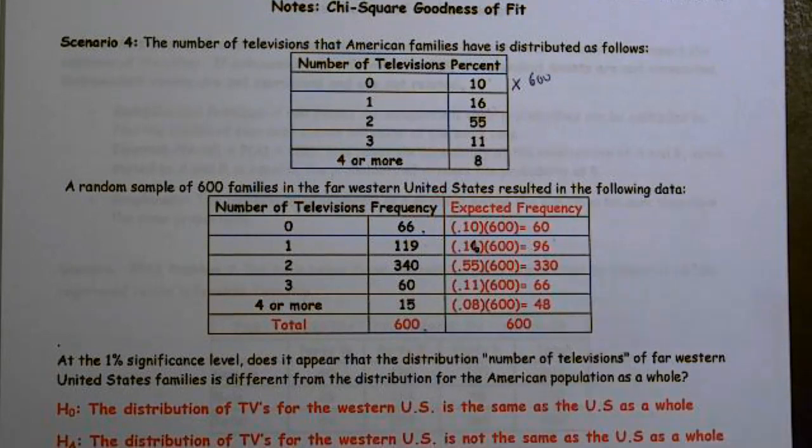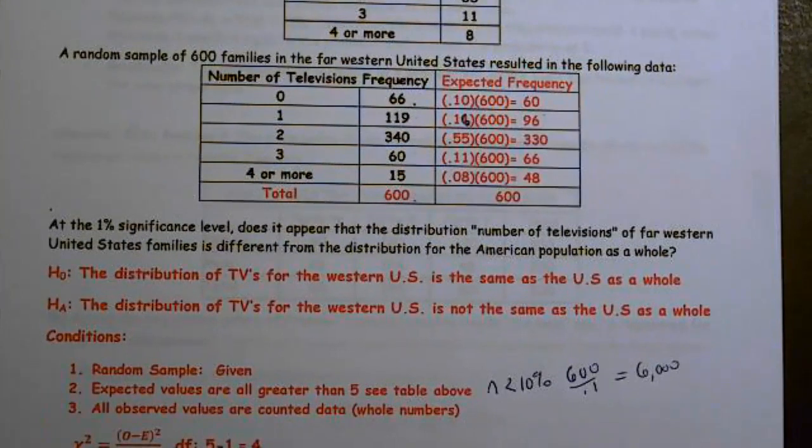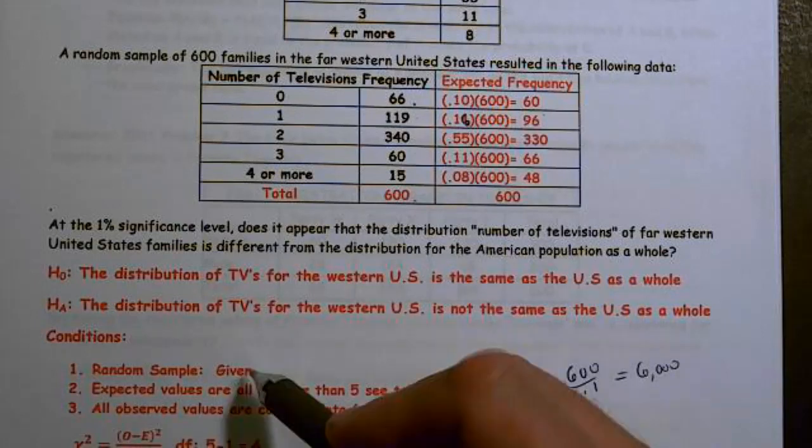At the 1% significance level, does it appear that the distribution of the number of televisions in the far western US is different from the distribution for the American population as a whole? The null hypothesis: the distribution of TVs for the western US is the same as the whole US. The alternative: the distribution of TVs for the western US is not the same as the whole US.